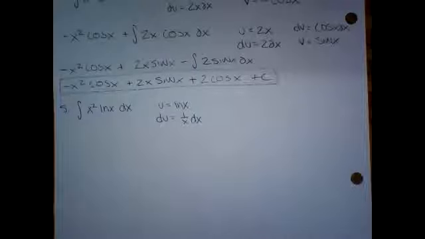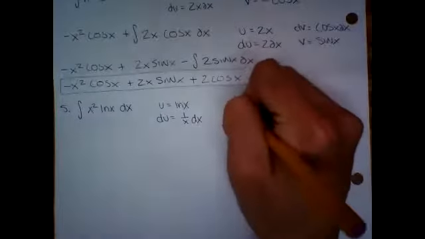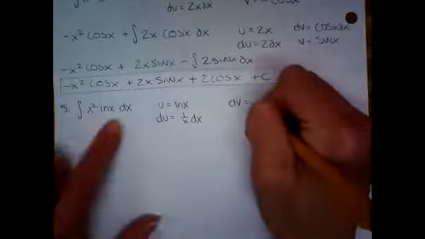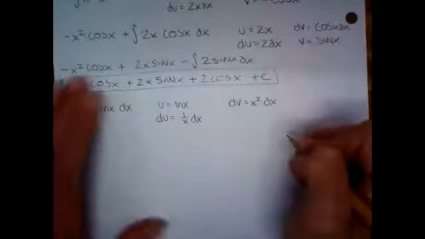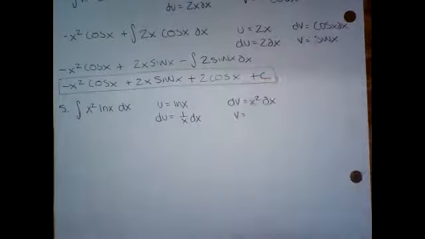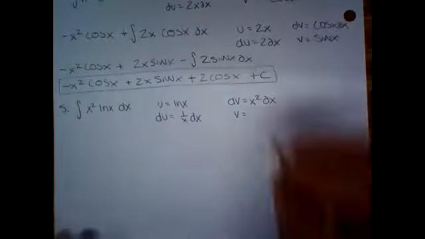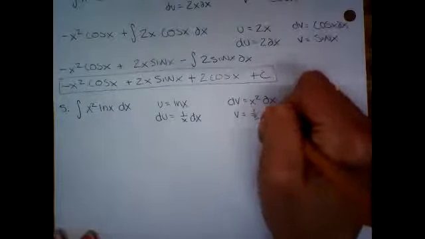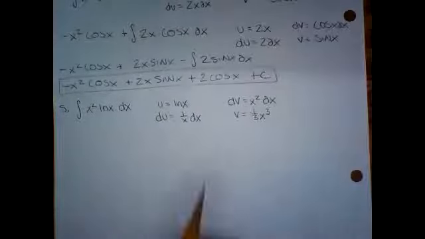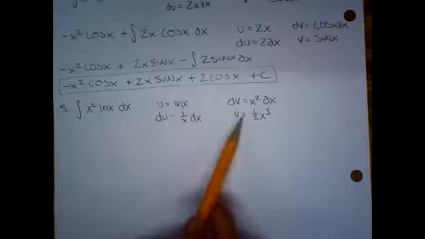Also, if you do it the other way around, it simply will not work. And like I keep saying, if you get it and it doesn't work, just flip it around and then you'll be fine. So dv is going to be the x squared dx. And just remember, you have to do an antiderivative to get v. So what is v? X cubed. Good, perfect. So you're going to multiply u times v.